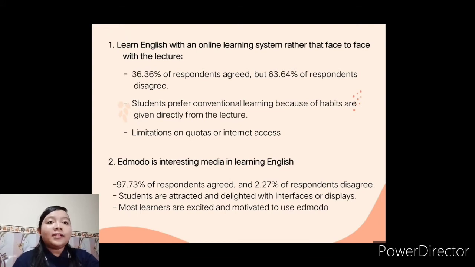But for the other statements, most respondents agree. For example, statement number 2: Edmodo is interesting media in learning English. Most respondents agree with the statement because students are attracted and delighted with the interface or display. So most learners are excited and motivated to use Edmodo.